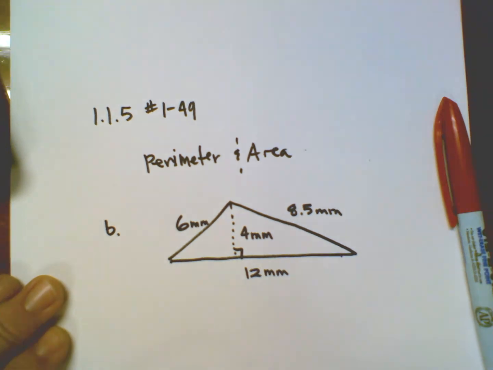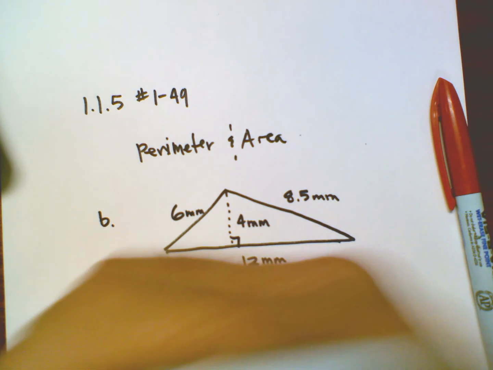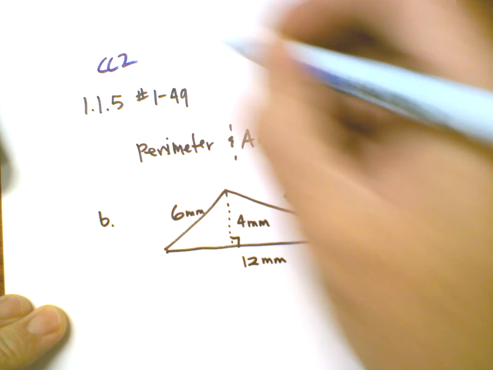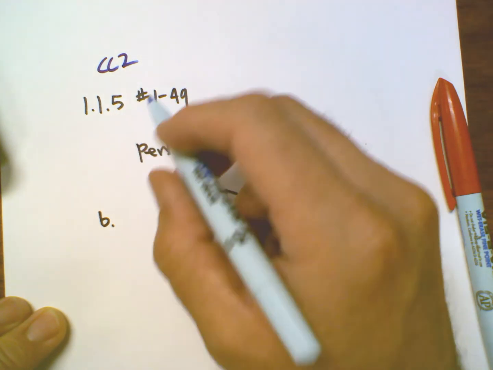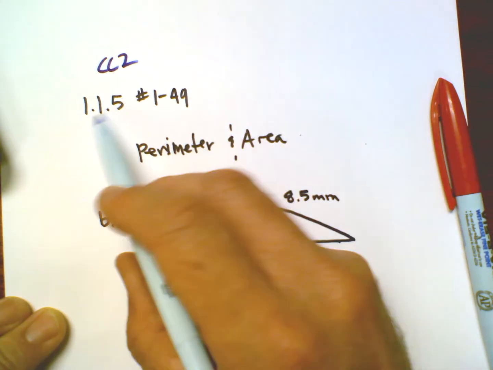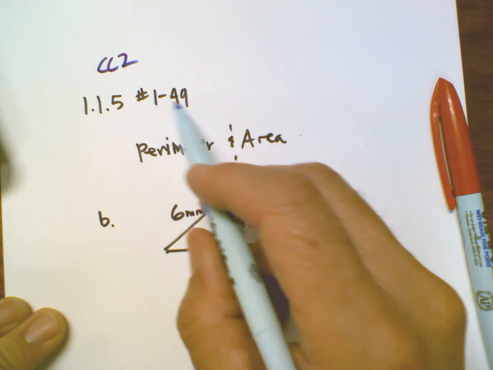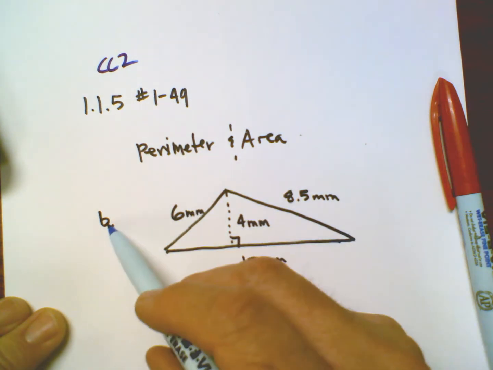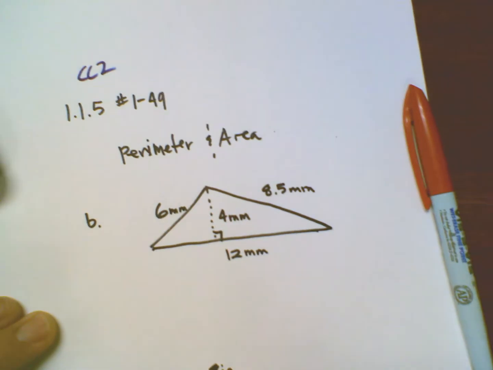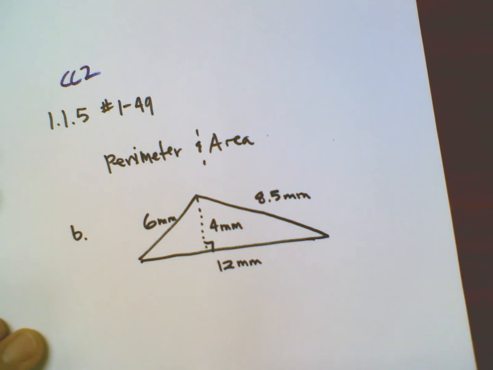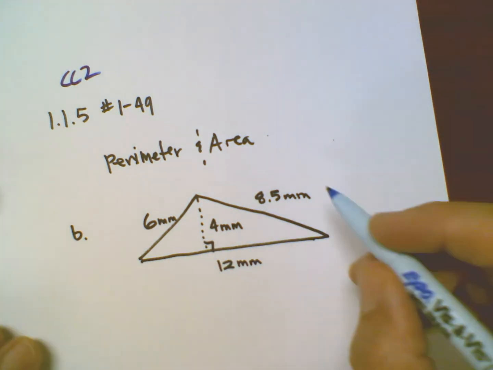Hey guys, I have been asked to do specifically from CC2, the seventh grade Common Core, or the CPM book, section 1.1.5, number 149. But B is what I've been asked, but I'm going to actually do both just because I think it's good to review, and that's perimeter and area. So perimeter and area of a triangle, right?